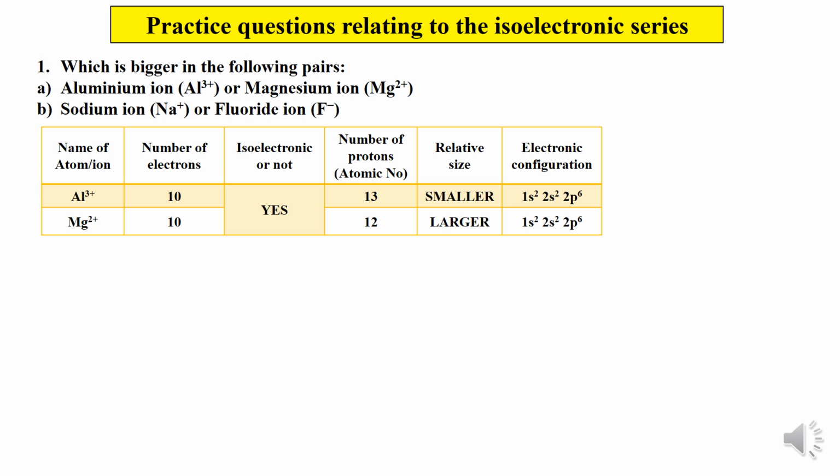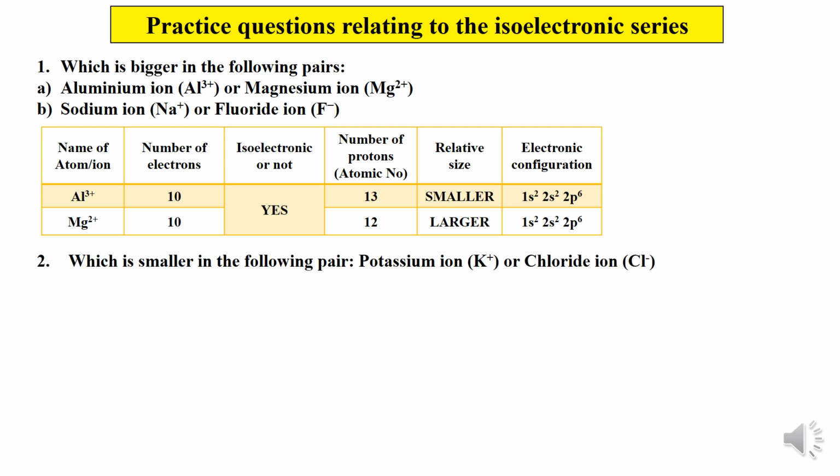And what about the second question, sodium ion or fluoride ion? Once again, both are isoelectronic in nature with 10 electrons. Sodium ion has 11 protons while fluoride ion has only 9 protons, and therefore the one with the lesser number of protons will be bigger in size. So magnesium ion will be bigger in the first pair, and in the second, fluoride ion will be bigger in size as compared to sodium ion.